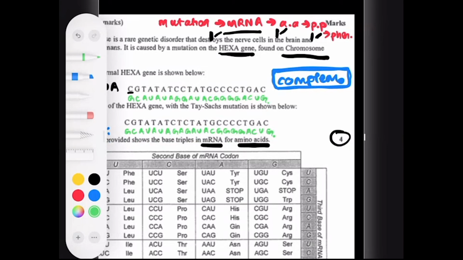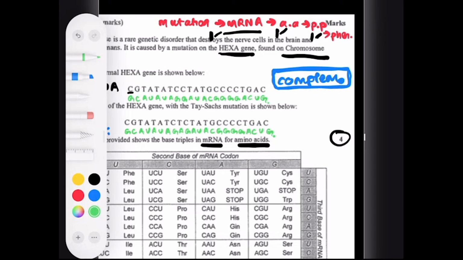1 mark, student mentions the correct and mutated mRNA compares the two. 1 mark, student mentions correct and mutated. I'm just going to mute Alec just because of the background noise. 1 mark for student mentions the amino acid sequence, correct and abnormal. 1 mark links it to the polypeptide and phenotype. That's only 3 marks. Where is the last out of the 4 marks going to come from?